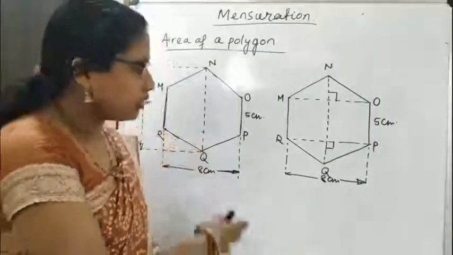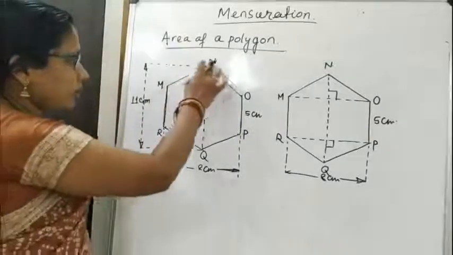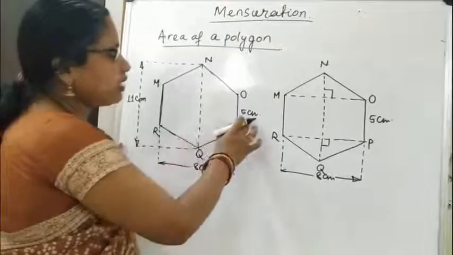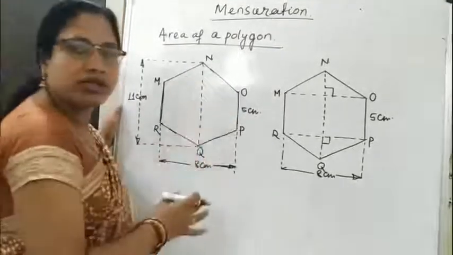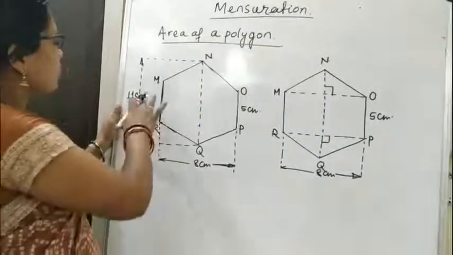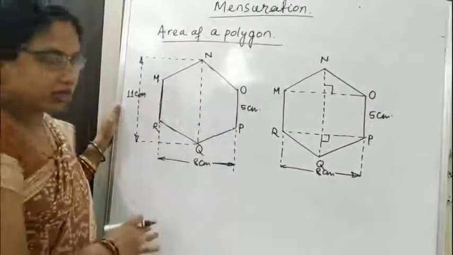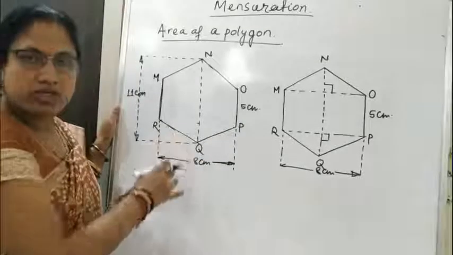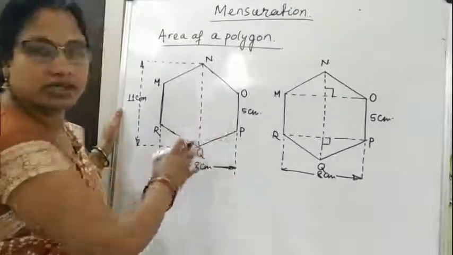Let us find the area of this given hexagon MNOPQR. This is a hexagon having side 5 cm. This is a regular hexagon where all the sides are equal and all the angles are equal. The distance NQ is 11 cm and RP is 8 cm. These are given. By using this data, we have to find the area of this hexagon.